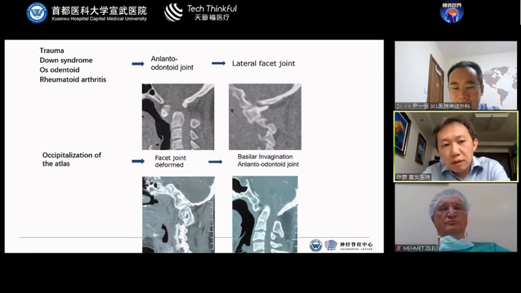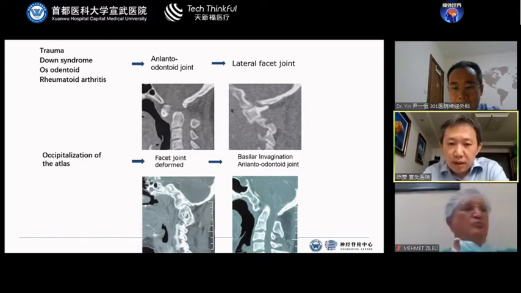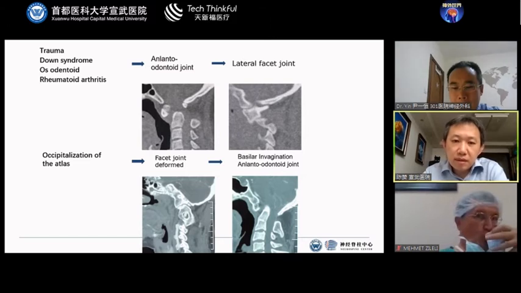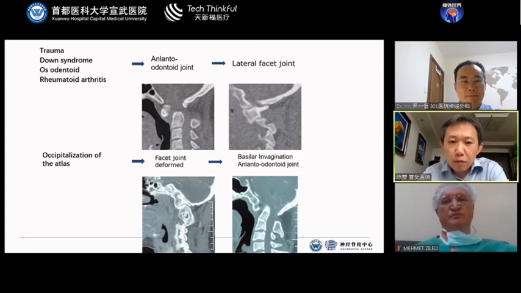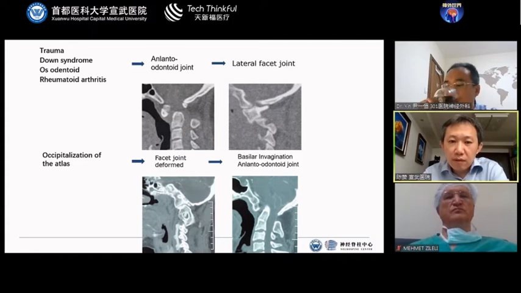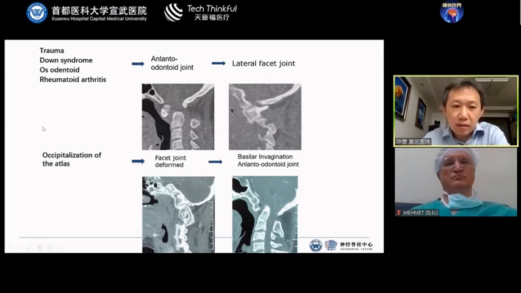But the occipitalization of the atlas will lead the facet joint to be deformed, and the deformity means something is wrong with the bilateral part between C1 and C2, and the deformed facet joint will lead the central part to dislocate. So occipitalization of the atlas is a very unique reason for C1C2 dislocation.